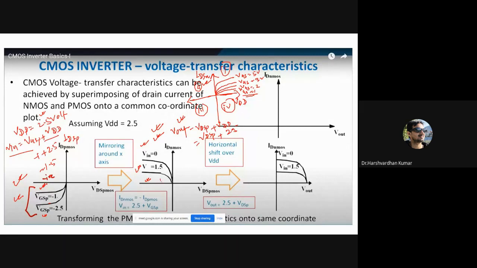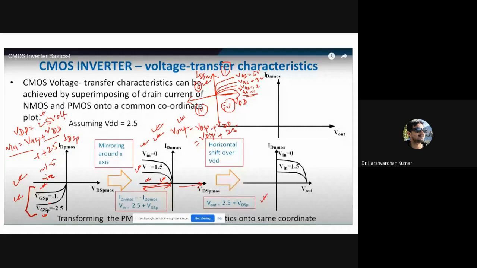Now again we are trying to shift this signal, this current, into the first quadrant. So what do we have to do? This is the signal. If you are able to shift it this much in this direction, then you can directly shift this to the first quadrant.